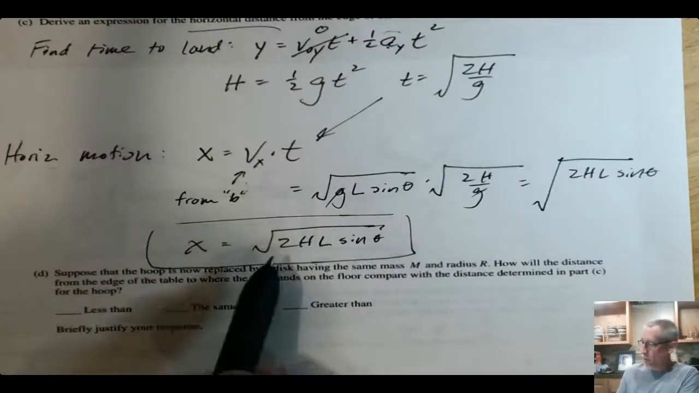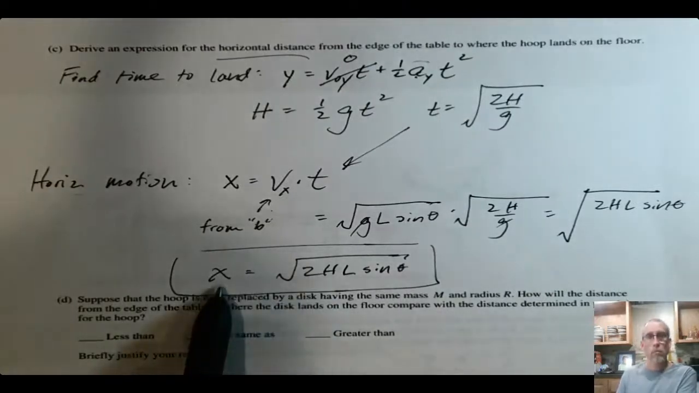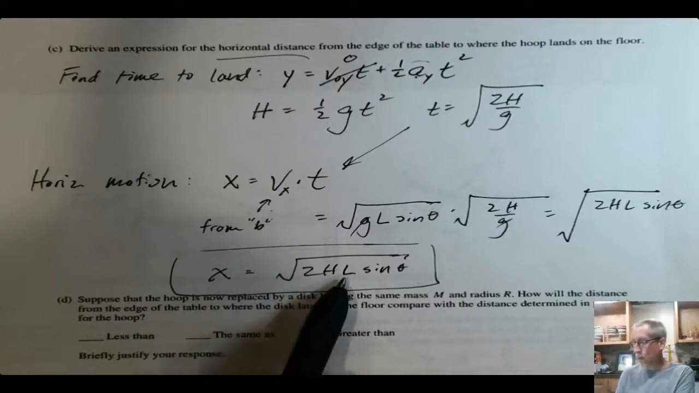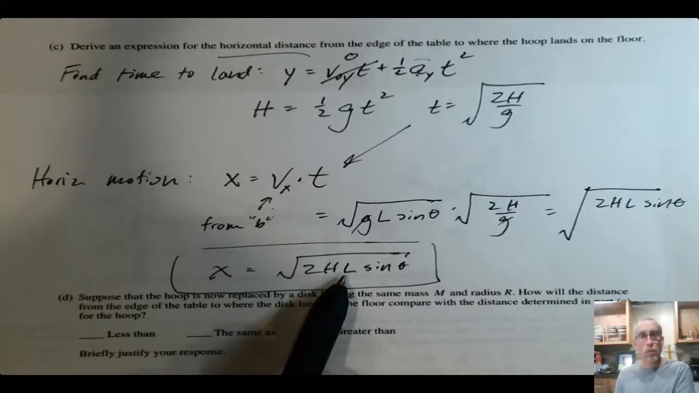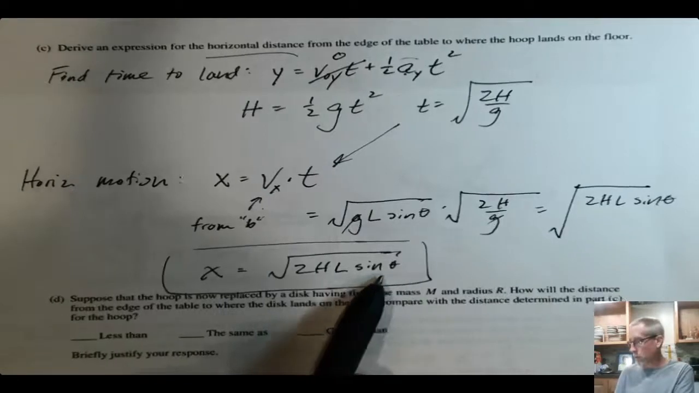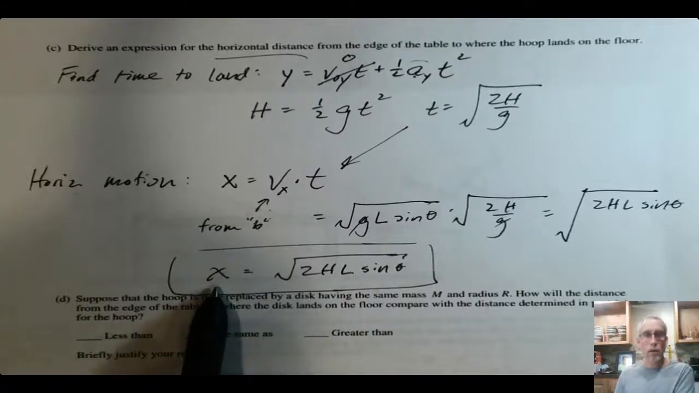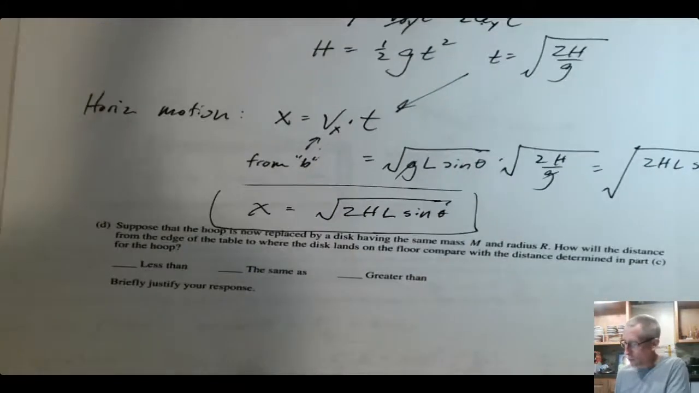Think about this too. Does it make sense that if it were a taller table, that it would go further? I hope that makes sense to you. If it were a longer ramp, does it make sense that it would go farther? Well, sure, because it builds up more speed if it's on the ramp longer. If the angle was steeper, does that make sense? Okay, because sine theta, as theta goes up, the sine of theta is going up. So this tells us that a steeper ramp should make for a greater distance. Again, logically, I think that makes sense.